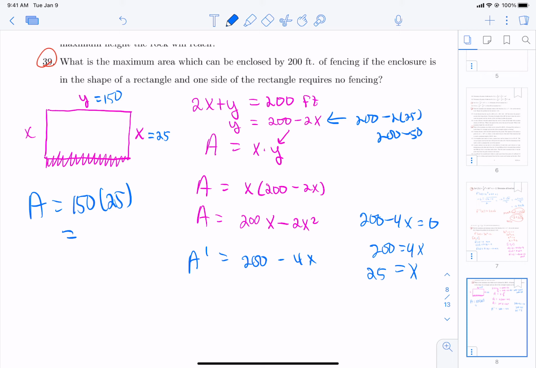What does it say? A prime equals something minus 4x. 200 minus 4. Oh, that's just 200. Say that again? Yes, it sure would be.